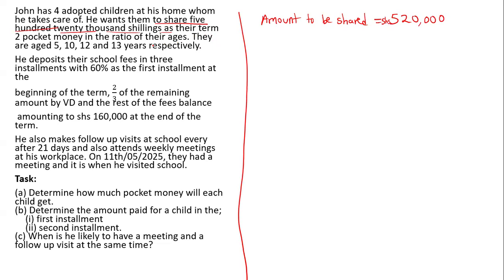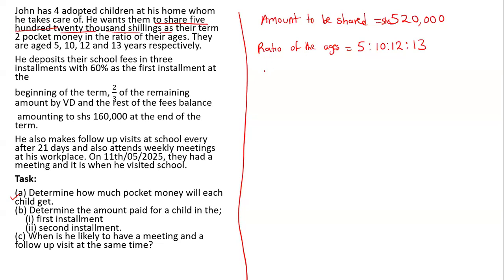And he wants them to share this amount depending on the ratio of their ages. So I'm going to come in here and say ratio of the children's ages. So here we have 5 to 10 to 12 to 13. Now, after obtaining the ratio, they want us to find out how much money each of these children is going to receive. That is determining how much pocket money. So the problem is he doesn't know how this money is going to be shared among the children. And now that is the problem we want to solve.